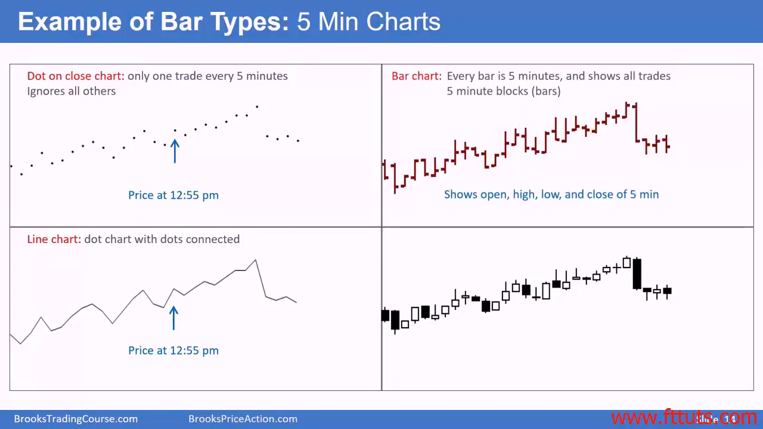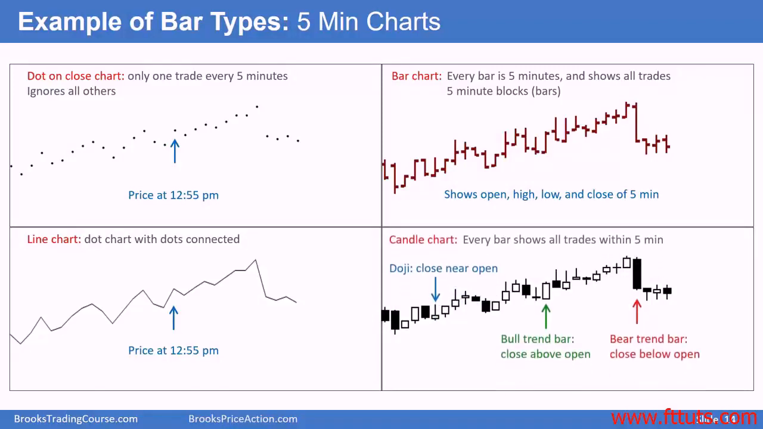Here's a traditional bar chart. Every bar is 5 minutes. At the end of 5 minutes, another bar begins. It shows all the trades that took place. It shows the lowest trade that took place during the 5 minutes, the highest trade that took place during the 5 minutes. The left dash on the side of the bar is the first trade, and on the right side of the bar, that dash is the final trade. So it shows the open of the bar, the lowest trade during the 5 minutes, the highest trade, and then the close.